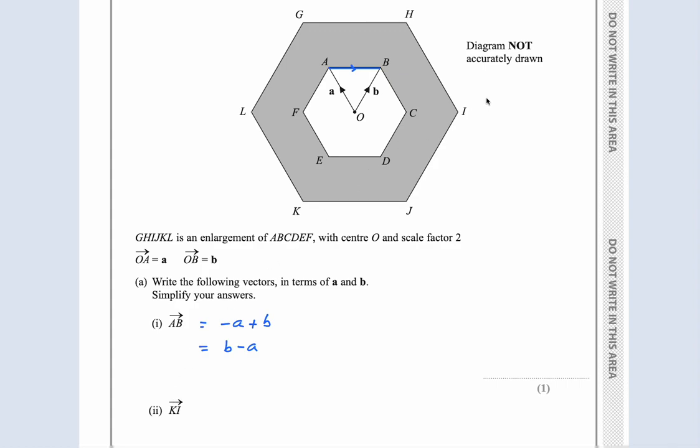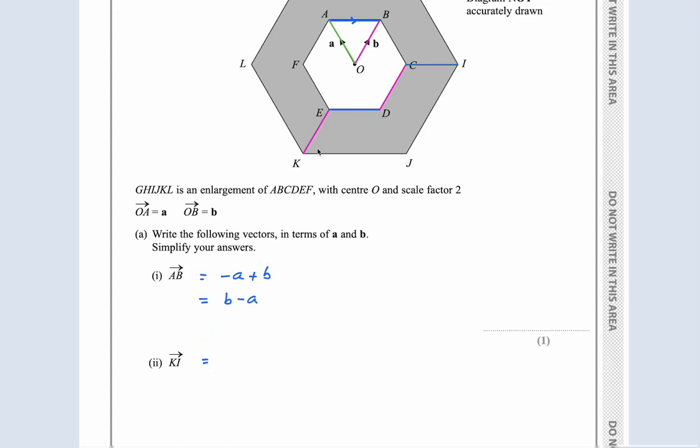Then K to I. Okay, so to get from K to I, guys, I'm just going to make B pink and A green. To get from K to I, I am going to go up a pink to there. Because these are all regular hexagons, guys, that is the exact same as B. I'm going to go across a blue. Now we know the blue is B minus A. So I'm going from K to I: I'm going to go up a pink, and I'm going to go across a blue.